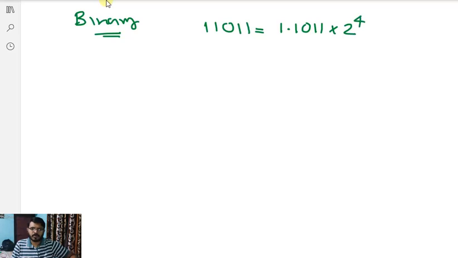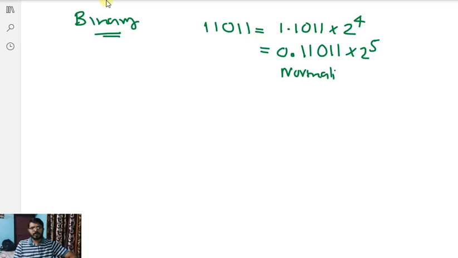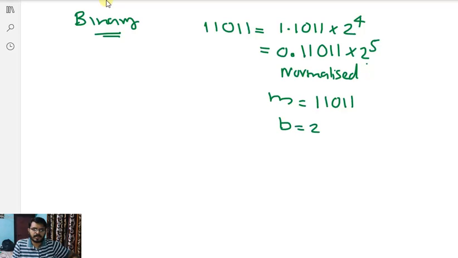Earlier it was 10 raised to 4 because the base was 10. Here the base is 2, so it will be 2 raised to 4. Now this representation is in floating point notation but not in normalized floating point notation. In normalized floating point notation this will be 0.11011 into 2 raised to 5. Now this representation is in normalized floating point representation. In this case, our base is 2 and the mantissa of the number m is equal to 11011. The base of the number system is 2 and the exponent is equal to 5. Okay, so this is about binary normalized floating point notation.